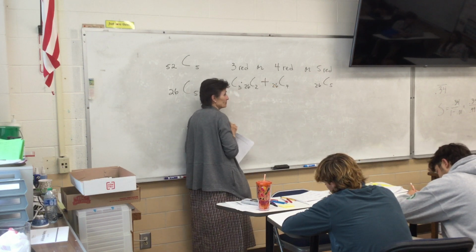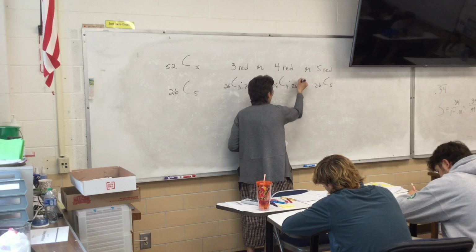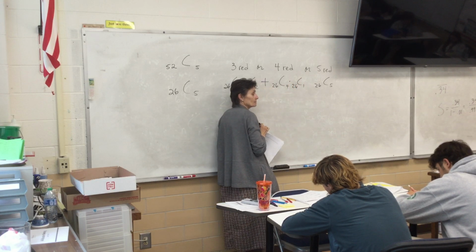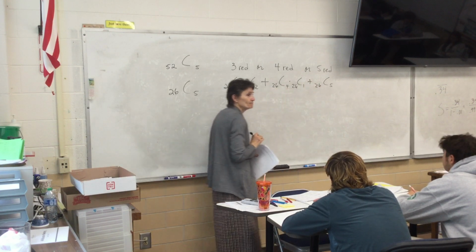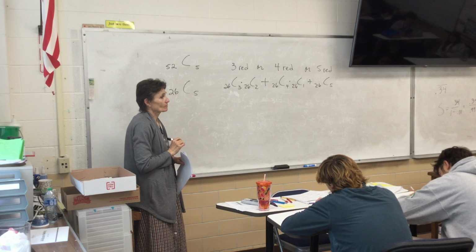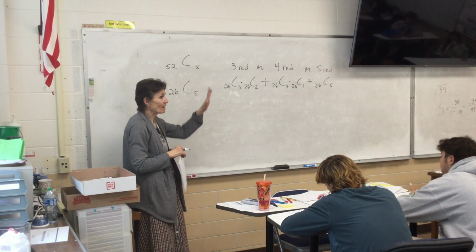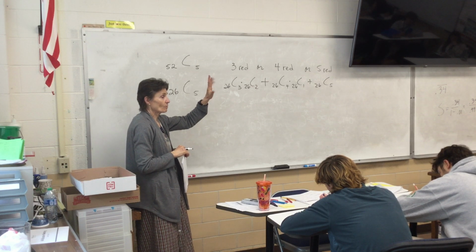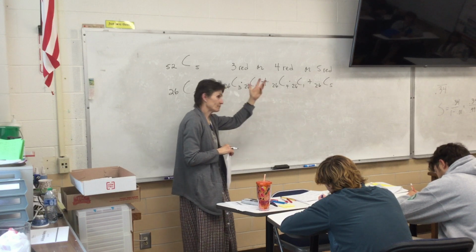Or 4 red and 1 black. Or all 5 red. Does that make sense to you? Remember, it's a 5-card hand. So if exactly 3 of them are red, then the other 2 have to be black.